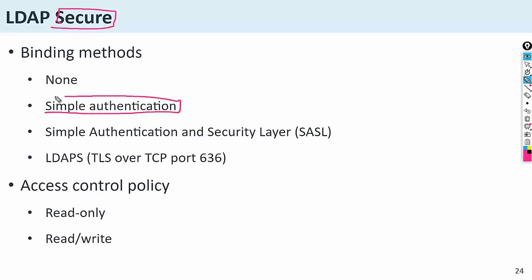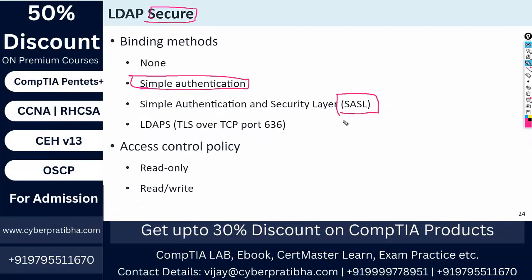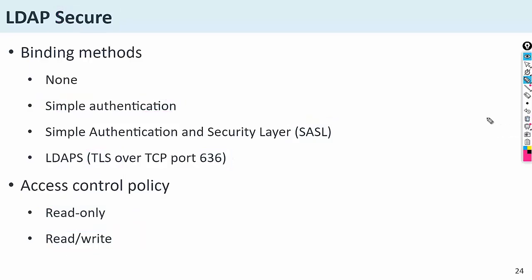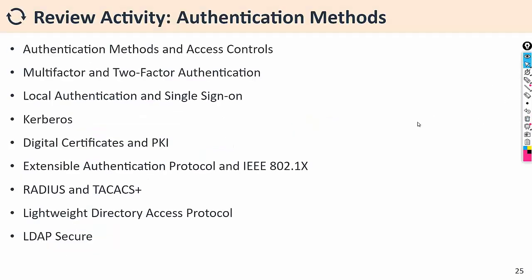It has simple authentication using a username and password. This can also be implemented over the Simple Authentication and Security Layer, called SASL. LDAP can also be run over TLS, Transport Layer Security, using port number 636. And there are two types of policy: read only, and read and write. A read only policy will allow the user only to read data from the file, while with read and write the user can read and write the data.